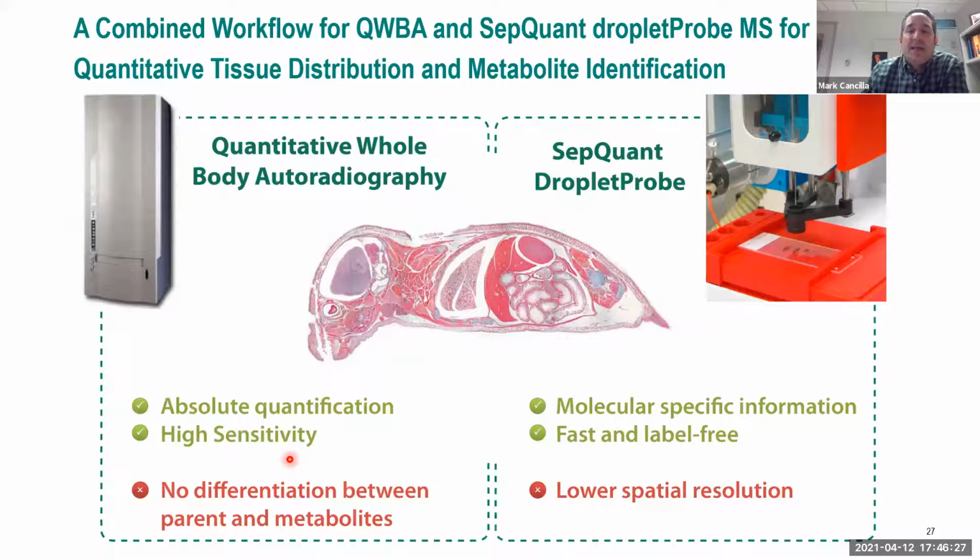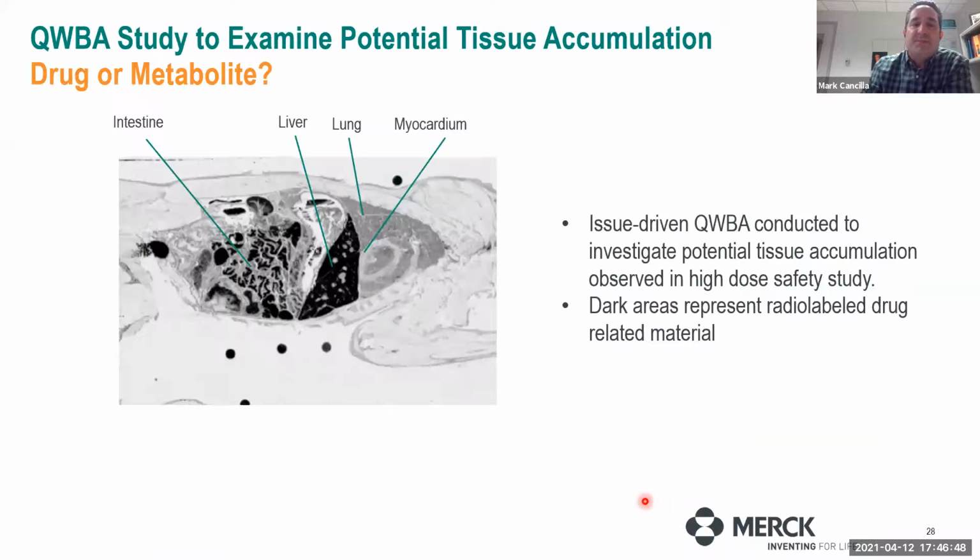So that was the whole idea of combining these two. Can we then go in and take these same tissue sections that we did QWBA quantitative analysis on and identify what's under these emissions? So you get very molecular specific information. It's fast, but again, not with really any high spatial resolution.